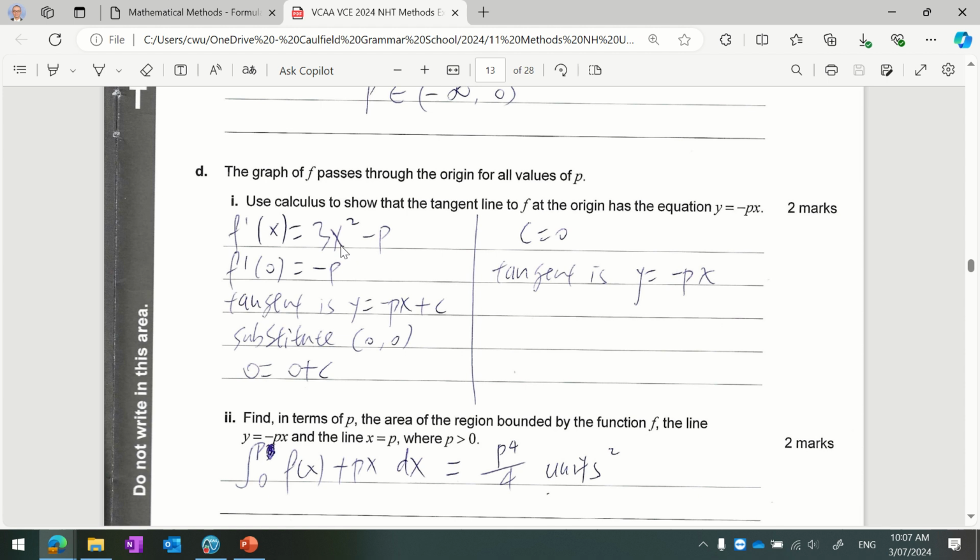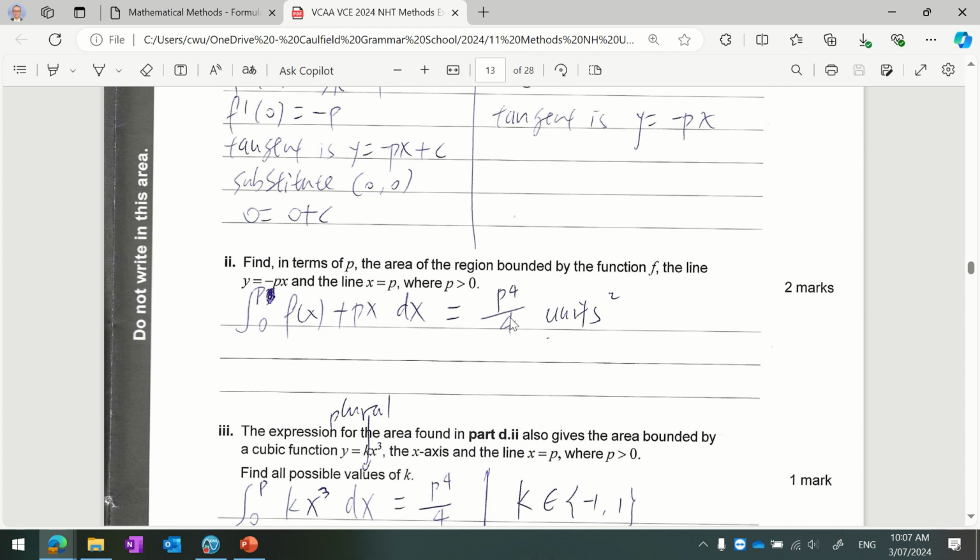So the tangent line at the origin, so you differentiate f, and then you sub x equals 0 because that's what origin means. The gradient is -p, so the tangent line is y equals -px plus c. And because the graph goes through the origin, the tangent also goes through the origin, so you sub 0, 0 in to find c. C turns out to be 0, of course. And then the tangent is y equals -px.